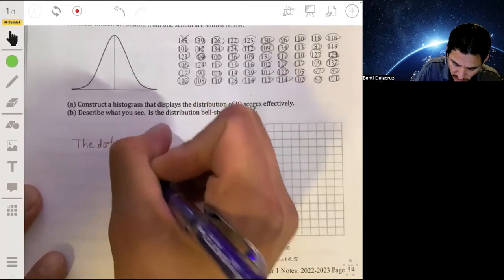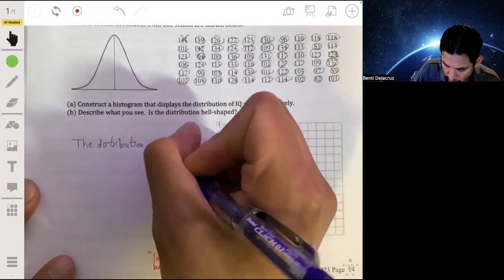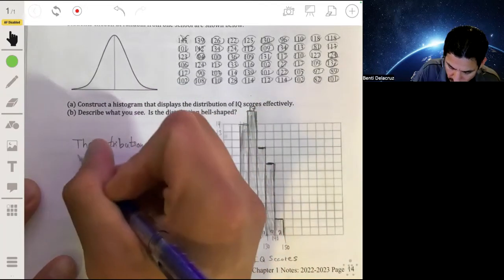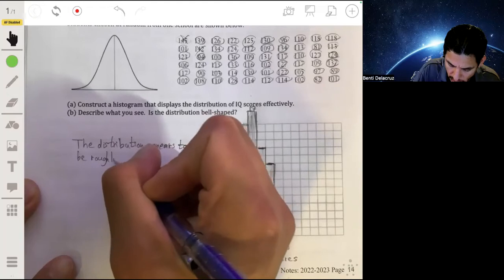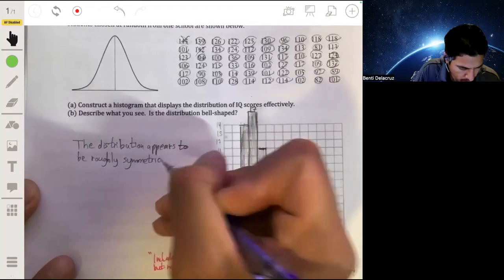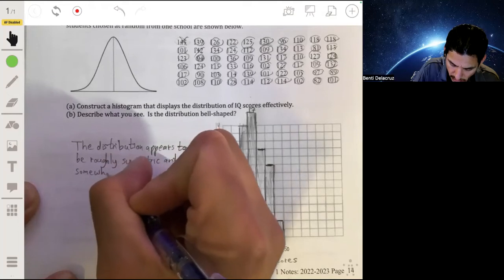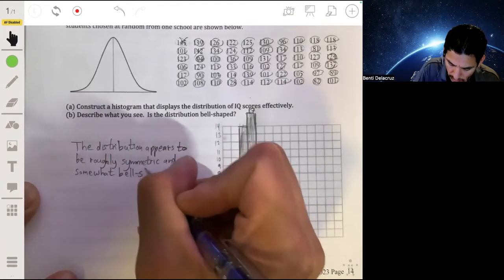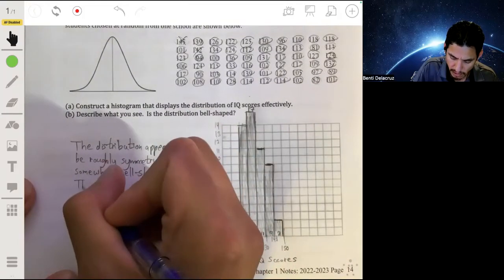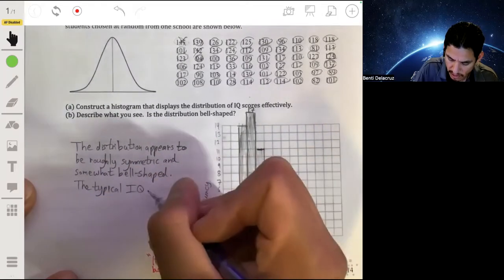So the distribution appears to be roughly symmetric. We could say it's somewhat bell-shaped. Typical IQ seems to be from 110 to 120.